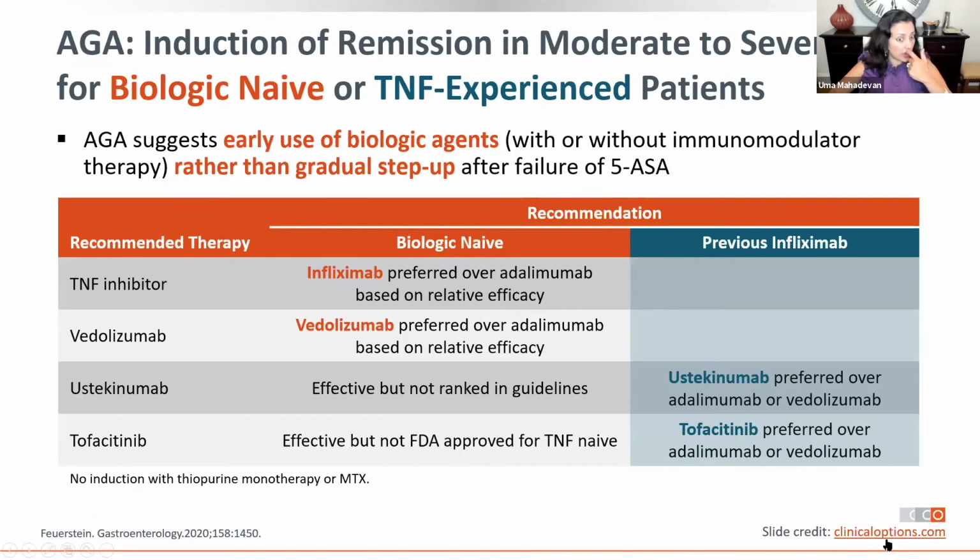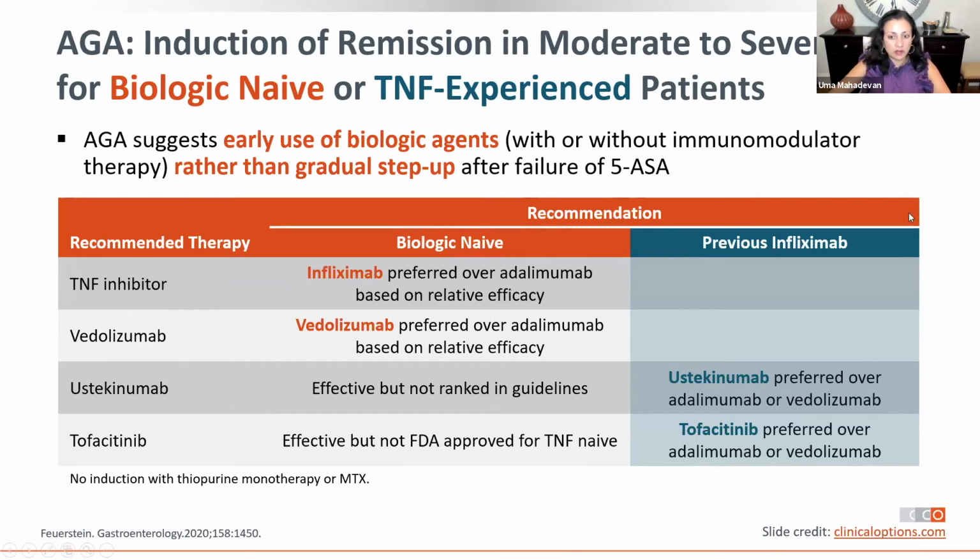Okay, so what are the AGA guidelines? These recently came out in 2020 and looked at induction of remission in moderate to severe ulcerative colitis. And this is a very important slide because I cannot tell you how many patients come to us with severe ulcerative colitis and have been given a drug that probably was not appropriate for them.